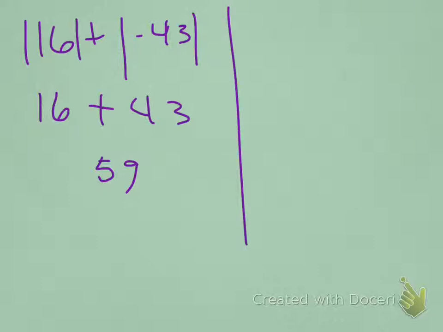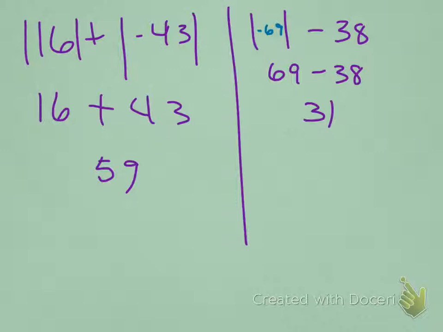Let's do this one also. I'm going to change colors with my absolute value so that I know it's really a negative 69 in there, because last time that 16 looked confusing. What is the absolute value of negative 69? 69. We keep that minus. There's no absolute value there. Then we just do the math. 69 minus 38 is 31. It's not bad at all.